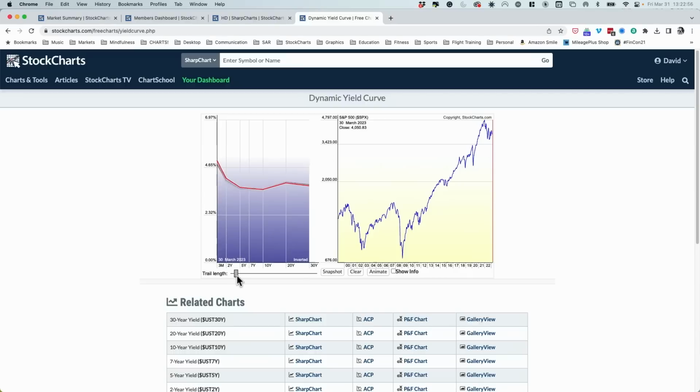Now, what you can also do on this visualization is make the trail length a little bit longer. And what that does is if I go back a little bit, we can see a couple days ago, this is where the yield curve was over a two-week period, and you can see it overall was moving lower. When you asked your question, it was actually doing the opposite, moving higher. The yield curve has fluctuated quite a bit in the last couple of weeks.